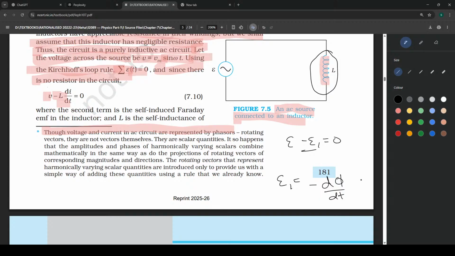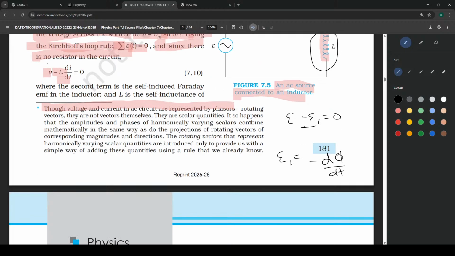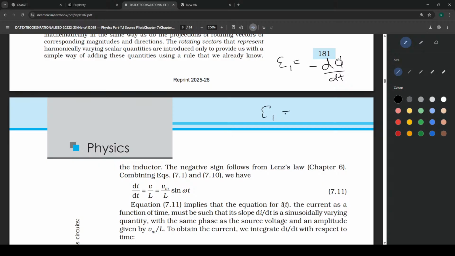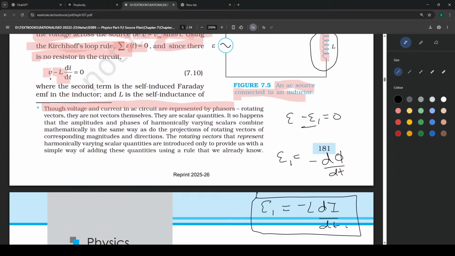And what is the formula for phi? We use this formula. In this case, we will get E1 equal to minus d(L i) by dt, and I already told you that L will be taken as constant. As L is a constant, it will come out of the differentiation: minus L di by dt. This is the formula for E1, or EMF1, electromotive force 1. That is why we have this one here, V minus L di by dt equal to 0. That's how we got that.